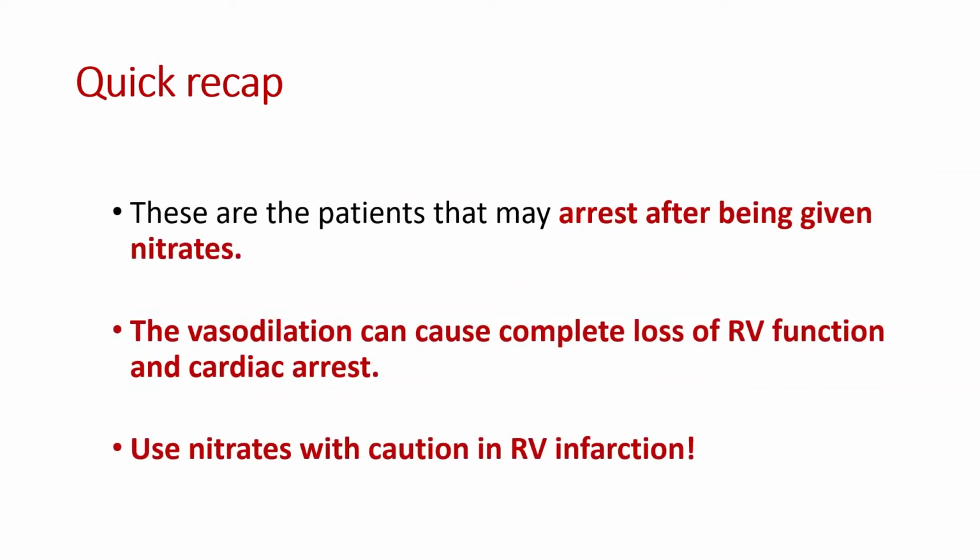So I want to be quite clear about this. These are the patients that may go into cardiac arrest after being given nitrates. And this is why we need to be careful about inferior MIs. I think we've all seen or heard of that symptom constellation, the patient who has an inferior MI that gets given some GTN and they collapse in front of you. The vasodilation caused by GTN can cause a complete loss of right ventricular function and end up in cardiac arrest. So what I'm saying to you is use nitrates with caution in right ventricular infarction.